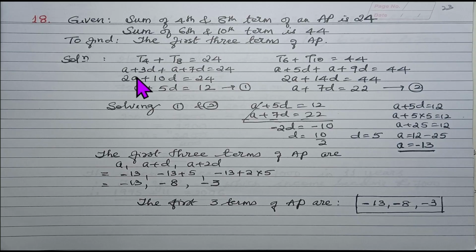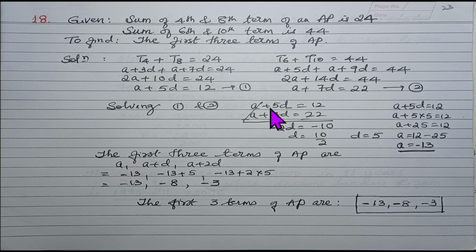So therefore T4 is A plus 3D, T8 is A plus 7D, is equal to 24. Simplify this, we get 2A plus 10D is equal to 24, A plus 5D is equal to 12. Similarly, A plus 7D is equal to 22 is the second equation. Then go for the elimination method to find the values of A and D.